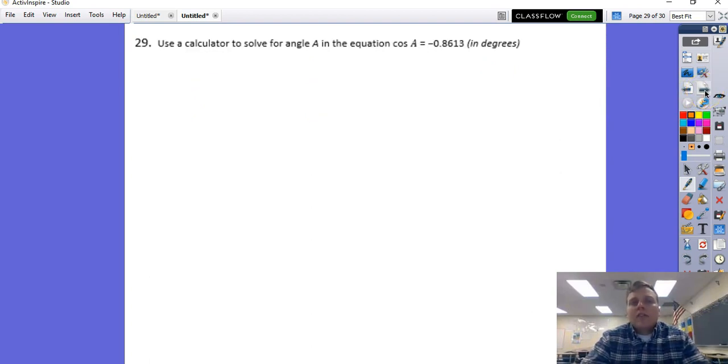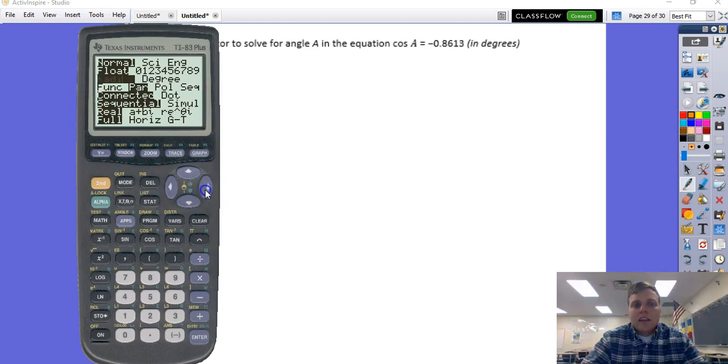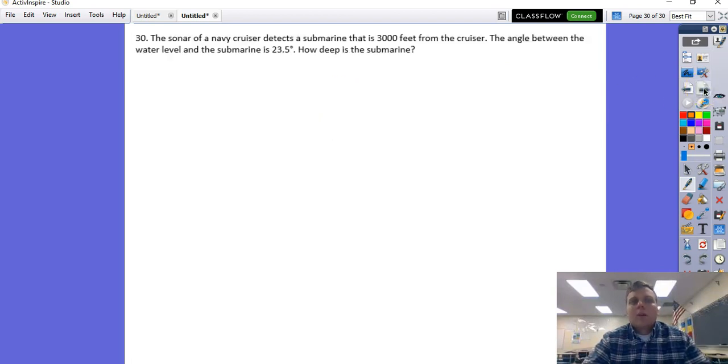Alright, problem 29. Use the calculator to solve for angle A in the equation cosine A is equal to negative 0.8613. Alright, this is just simply grab the calculator, turn it on, it needs to be in degrees. I'm glad that it specified that. So now we're in degrees. We hit second cosine, and we just type in negative 0.8613. Press enter, and we get 149.5 degrees.